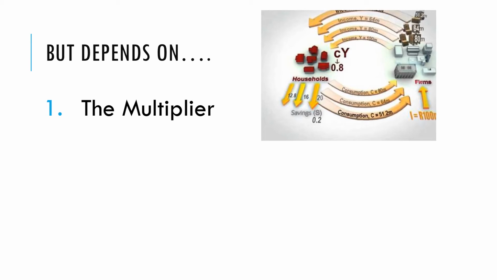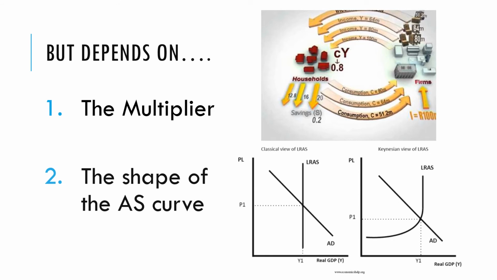Now, what does the extent of the change on actual growth depend on? Well, two things to consider. Firstly, the multiplier. The size of the multiplier will affect the change in the actual level of growth. And secondly, the shape of the AS curve.